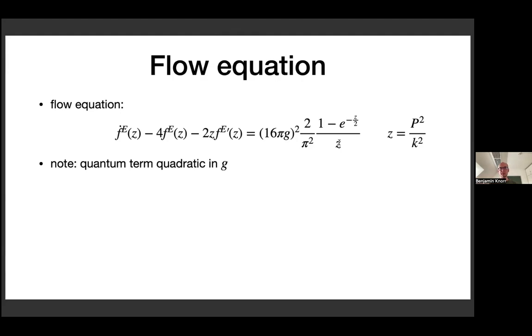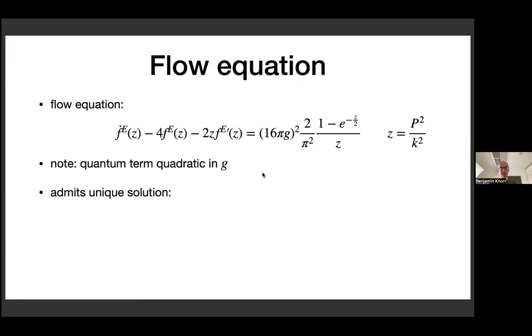At this point, I want to note that the beta function is quadratic in G, right? So there are no cubic terms or higher. This comes just from the simplicity of the approximation. I'm throwing out all anomalous dimensions here and all kind of corrections to vertices or propagators or whatever. So it's really the leading order contribution, if you want. But just keep this fact in mind that it's quadratic in G.